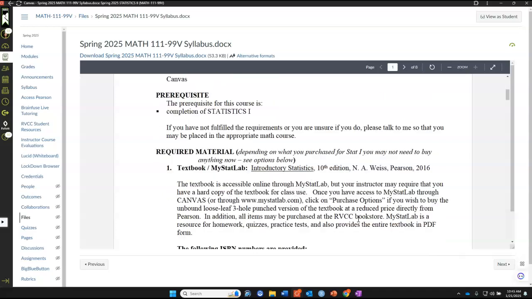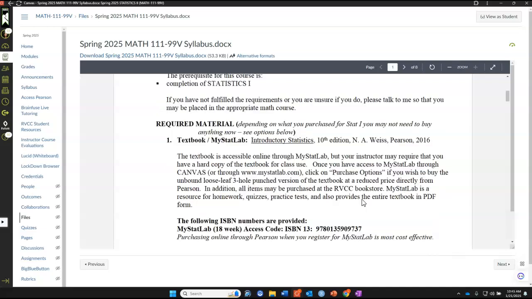Obviously, you've taken Stat 1. Now, in Stat 1, we did use some OER material. With this course, because we do need statistical software and some other things, we will be using a Pearson product called MyStatLab. This will obviously cost some money. The best way to do it, I'll show you in a second, is to access it directly through the registration here on the side.